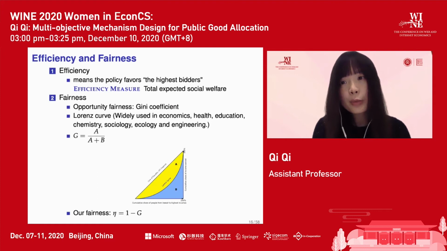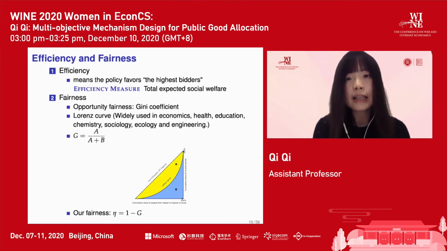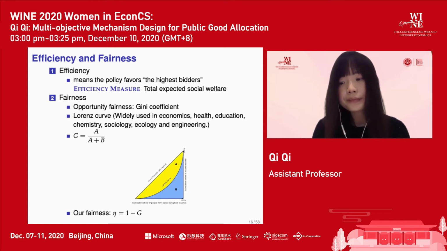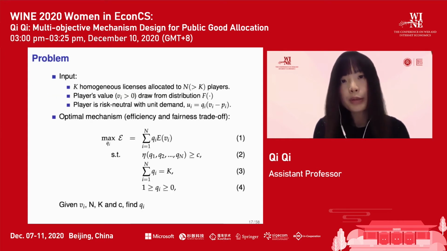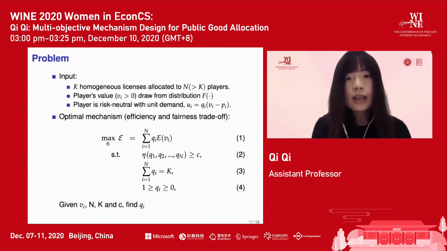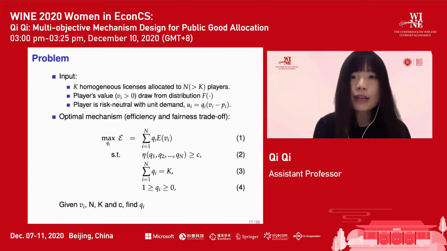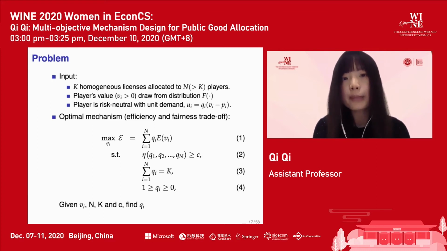Here, for the efficiency we consider in our model, we consider just the social welfare. We want the total expected social welfare to be maximized. For the fairness, we choose the Gini coefficient, and the fairness will be just 1 minus the Gini coefficient. So what we consider is opportunity fairness. Then the problem can be modeled in this way. We have K licenses, that is, K goods allocated to N players. Each player has a value drawn from a distribution, and the player is risk neutral with unit demand only.